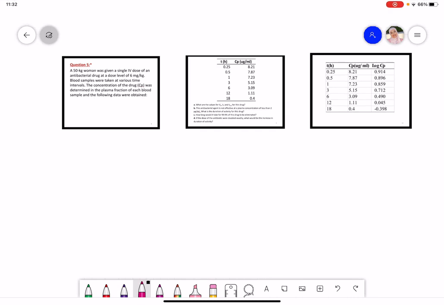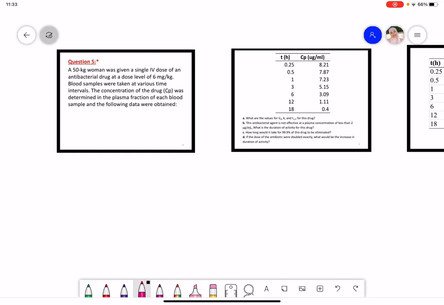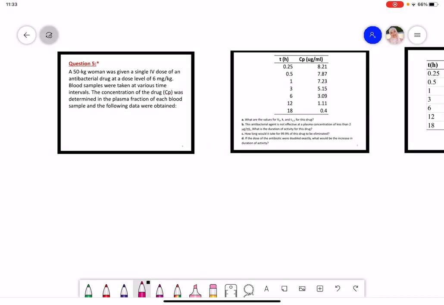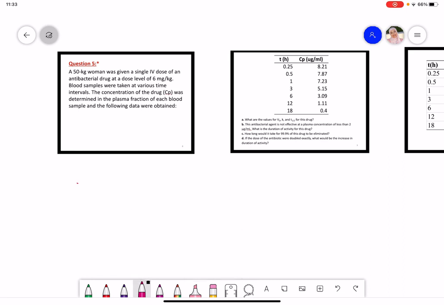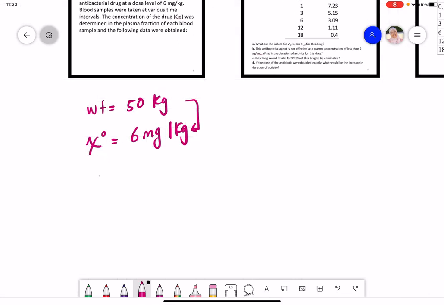Okay. Let's start with question number 5. We have a 50 kg woman, so the weight is 50 kg, given a single IV dose of an antibacterial drug with a dose level of 6 milligram per kg. Again, we directly correct the dose to be in units of mass only.